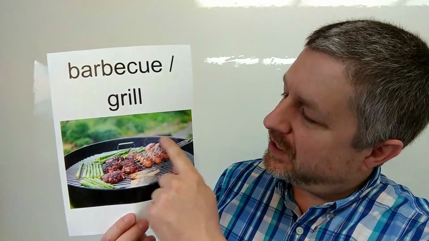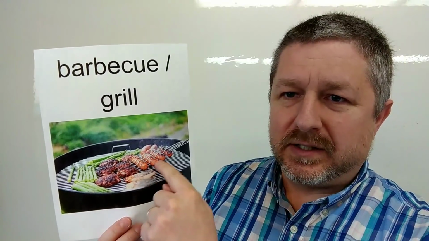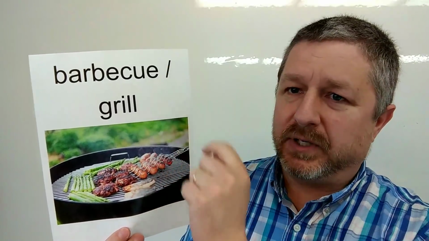Barbecue or grill. So my son, this is his favorite way to prepare food, and our barbecue is broken right now. So a barbecue or grill is an outdoor place where you can cook food, or I was going to call it an appliance. I think it's an appliance. But you see here that they are grilling some meat on the barbecue. And we also use barbecue as a verb. So you could say, I'm going to barbecue some hamburgers.